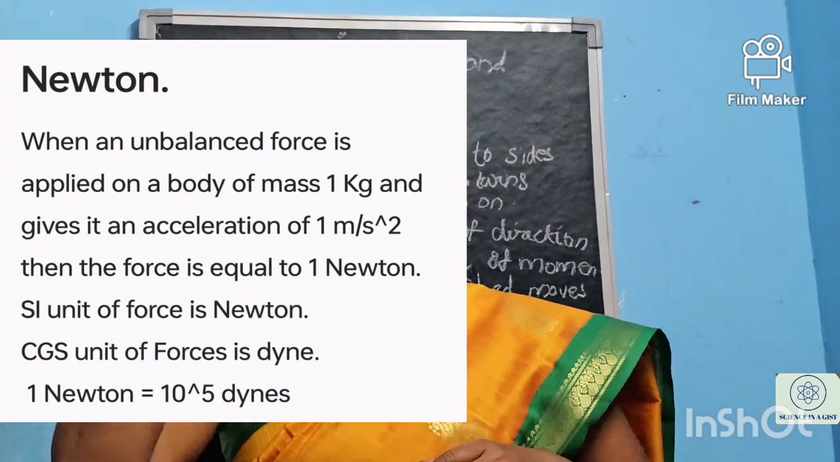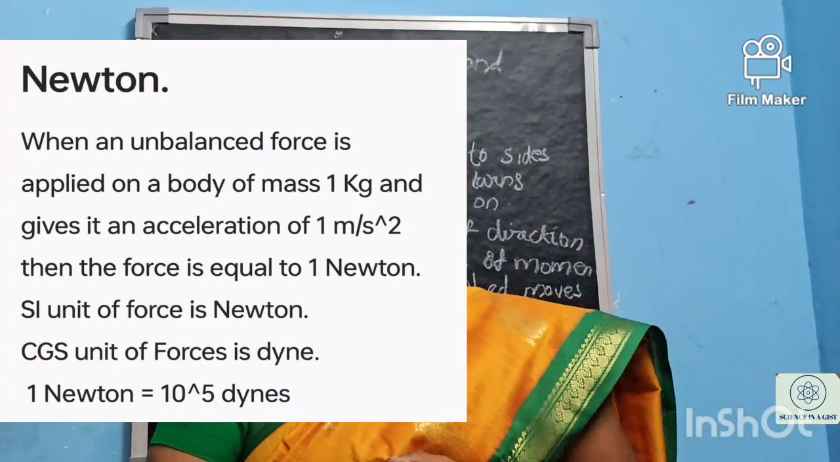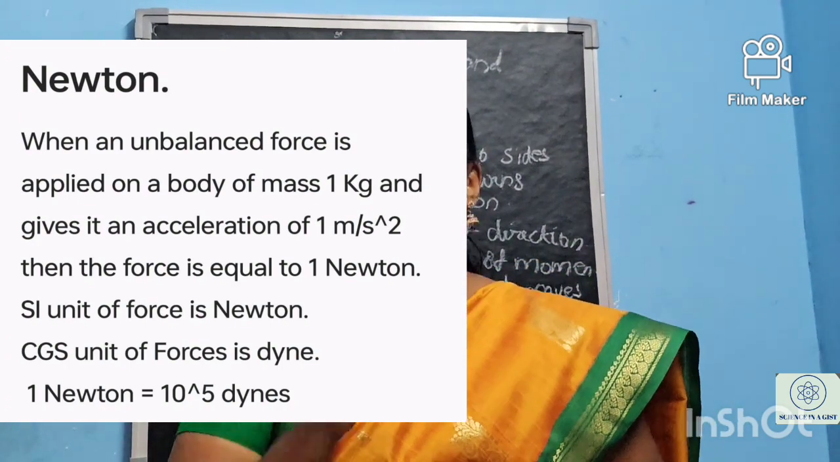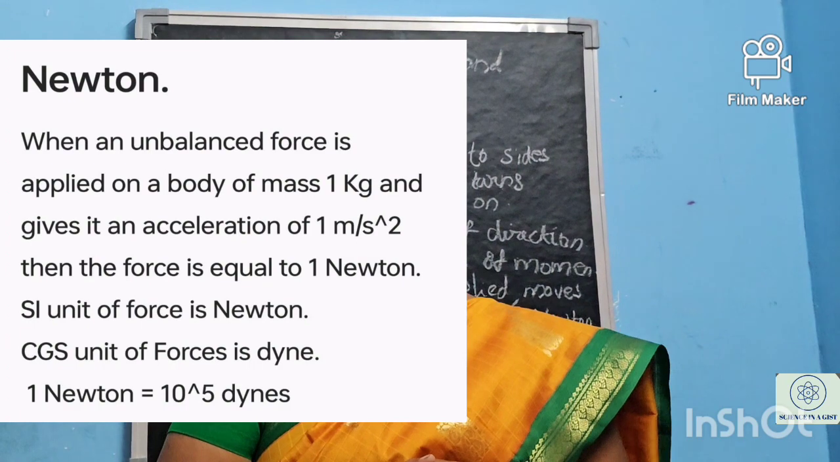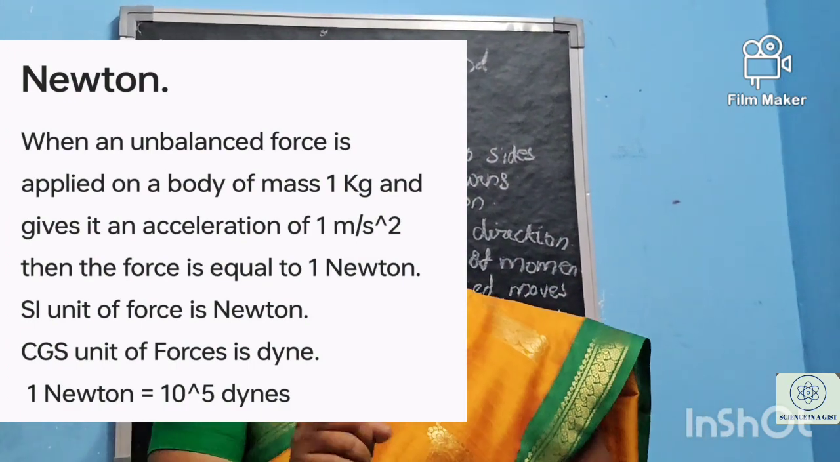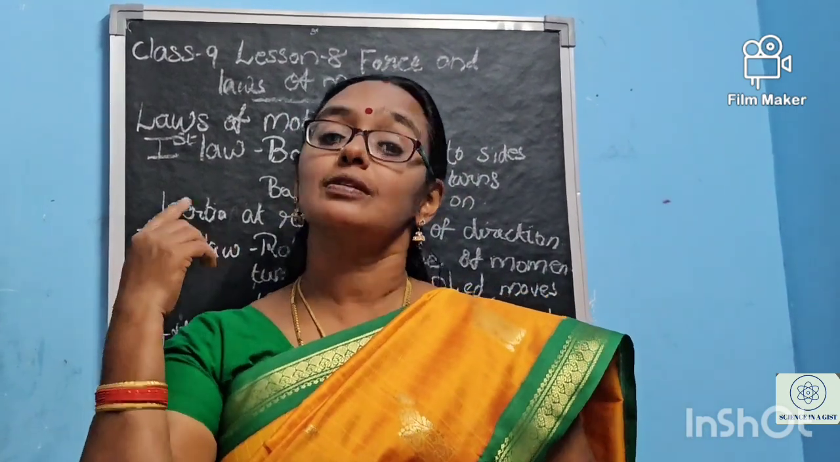When an applied force acts on a body of mass 1 kilogram and causes a change in acceleration of 1 meter per second square, we can say the force is 1 Newton. 1 Newton is applied on it. Okay. So, the SI unit of force is Newton.